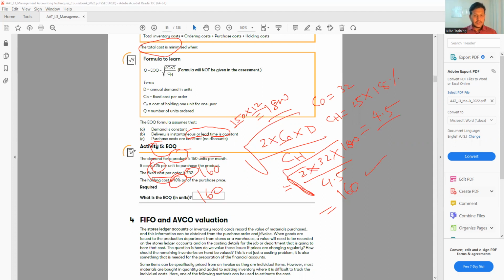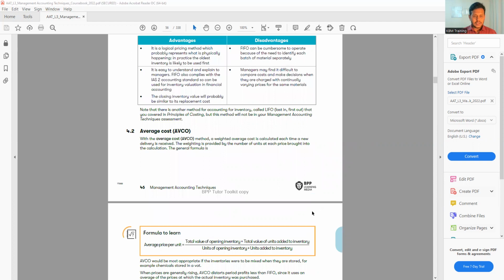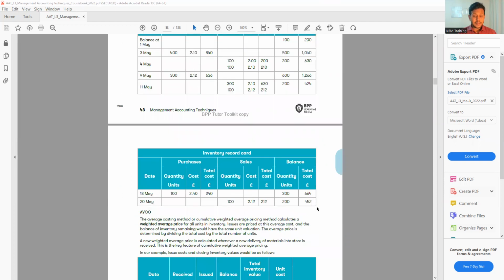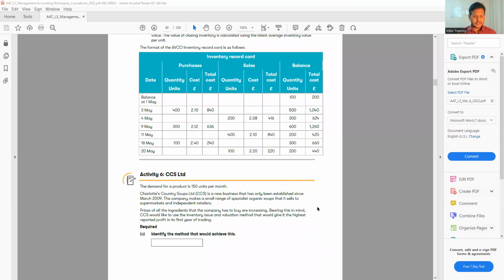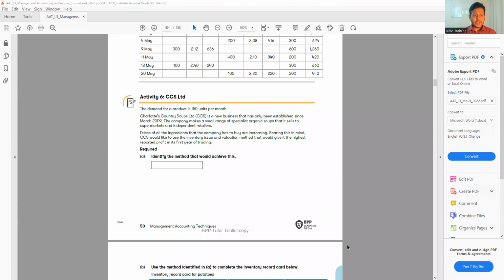All right, so let's move to our valuation method. The valuation methods we have here are FIFO and LIFO. So let's try to do that. I have some examples, but we'll go to the question and do it there. Okay. Let's read this one, activity 6.